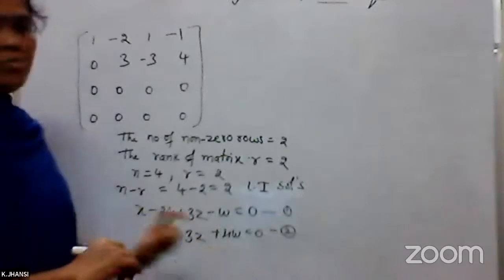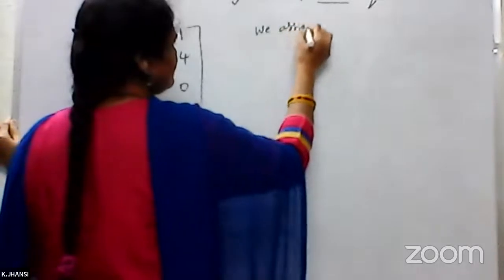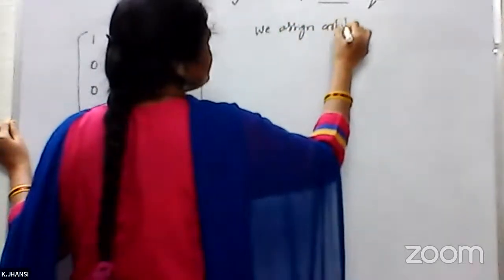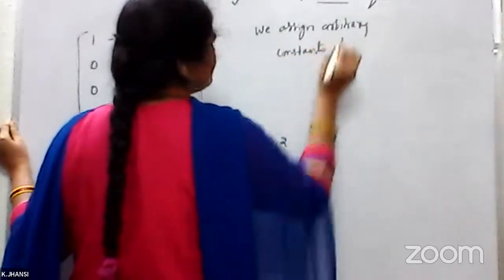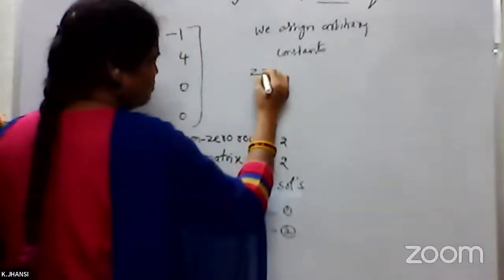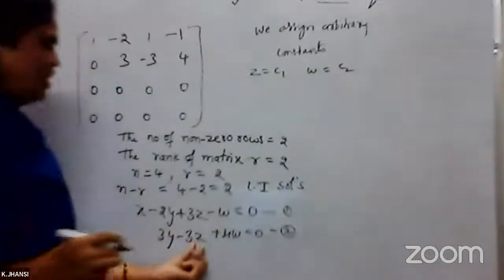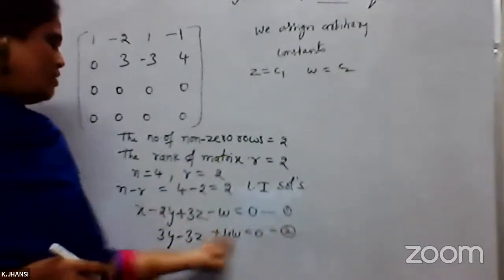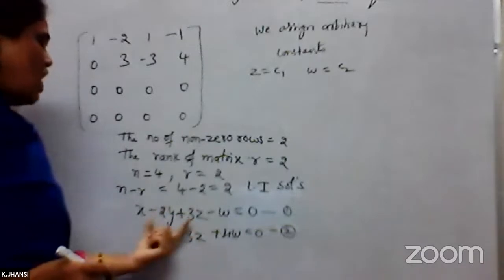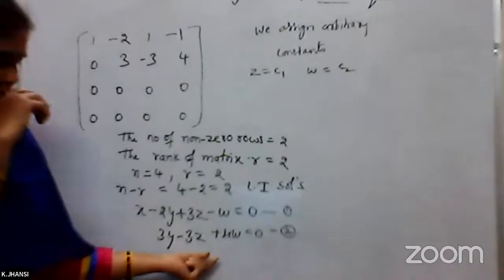So to solve these problems, we assign arbitrary constants. That is, we take z equals C1 and w equals C2. We need to find x, y, z values, so for that purpose we are taking these. Why? Because from these equations, we can't get the values directly. That's why we are taking the arbitrary constants C1 and C2.